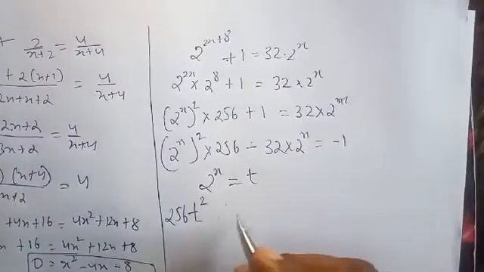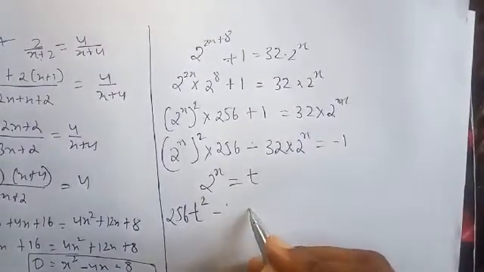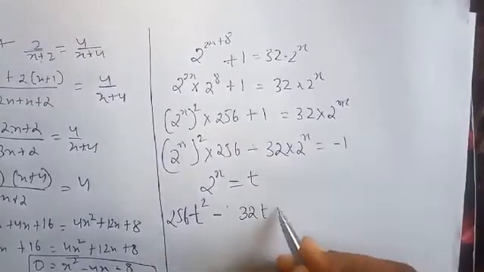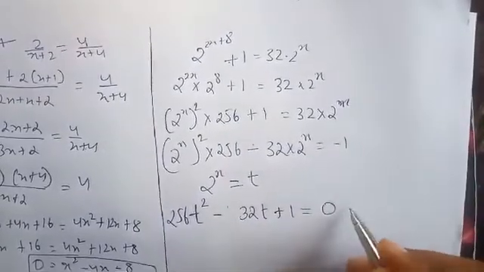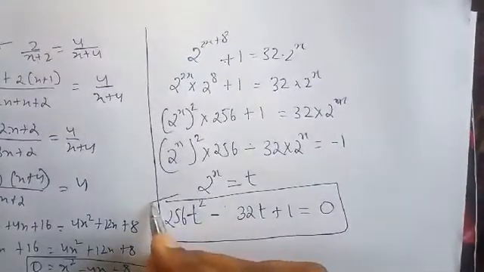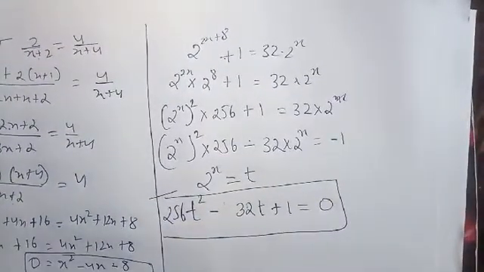256 t square minus 32t, and minus 1 comes from there, plus 1 equals to 0. Do you see this is a quadratic equation that has been made? A quadratic equation. 256t square minus 32t plus 1 equals to 0.